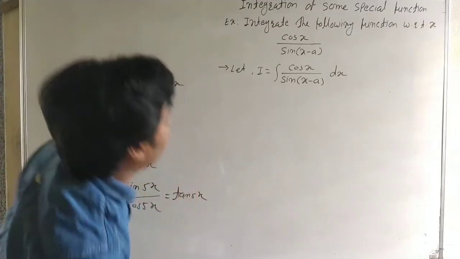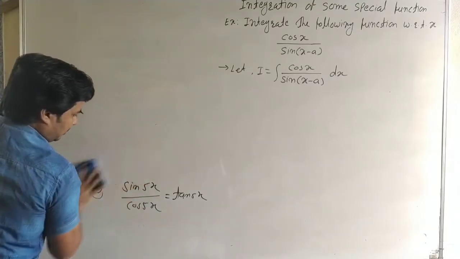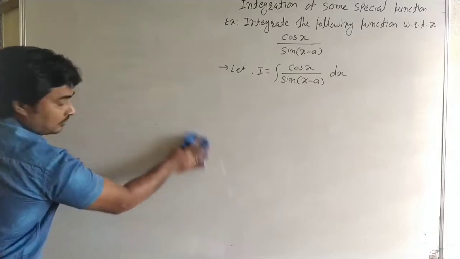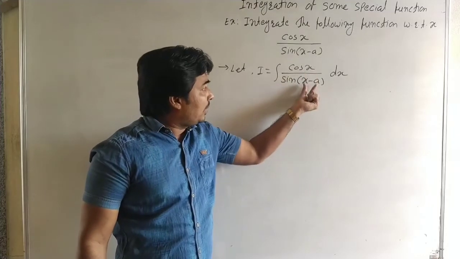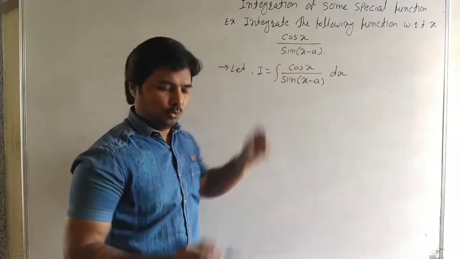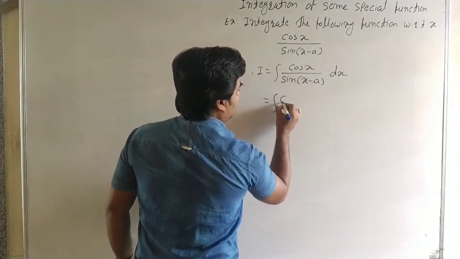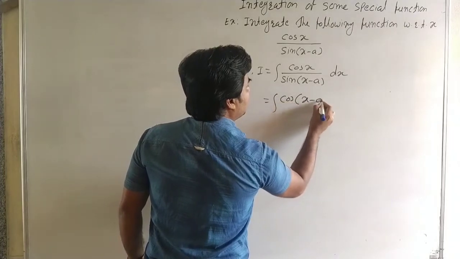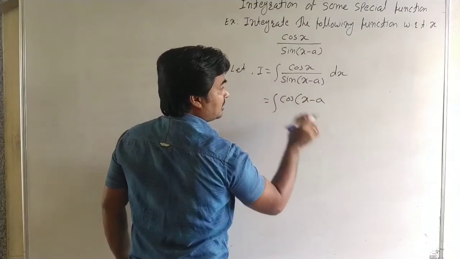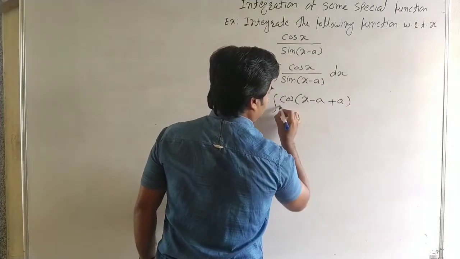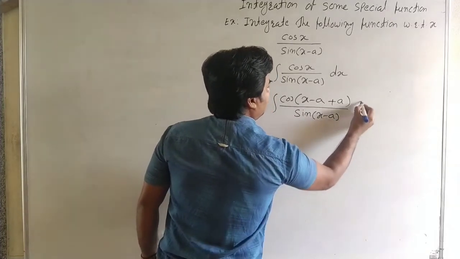In this example, we adjust the angle in the denominator in the numerator. See carefully, here the angle is not the same, different angles, so we adjust the angle of the denominator in the numerator. The angle in the denominator is x minus a, so we can write cos of x minus a, but here it is x, we adjust it, not change it. In the numerator there is only x, so we can write here plus a, upon sin x minus a with respect to x.